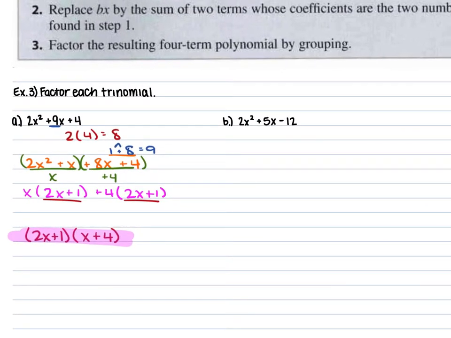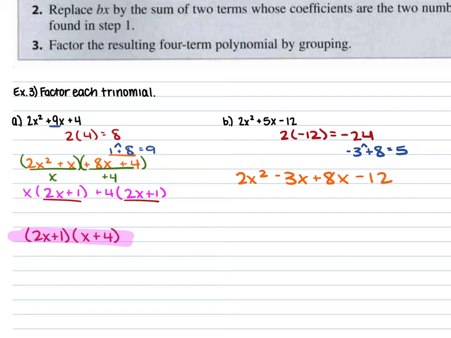For example B, we have 2x squared plus 5x minus 12. We're going to take the 2 and that negative 12, and we will multiply. We get negative 24. We're looking for the factors of negative 24 that add up to be a positive 5. If we had a negative 3 and a positive 8, if we add them, we get 5. If we multiply them, we get negative 24. So we will factor this to be 2x squared minus 3x plus 8x minus 12.